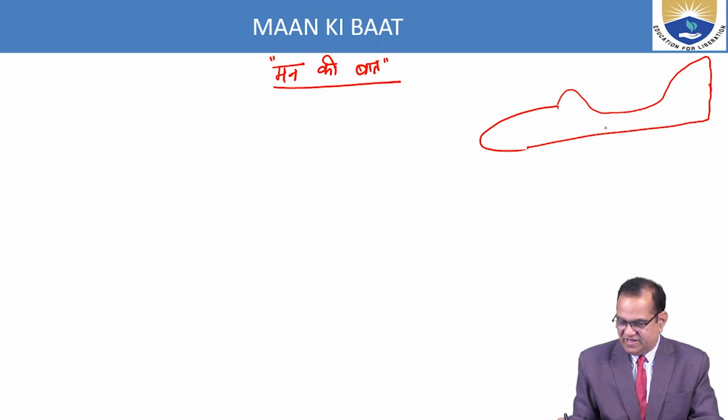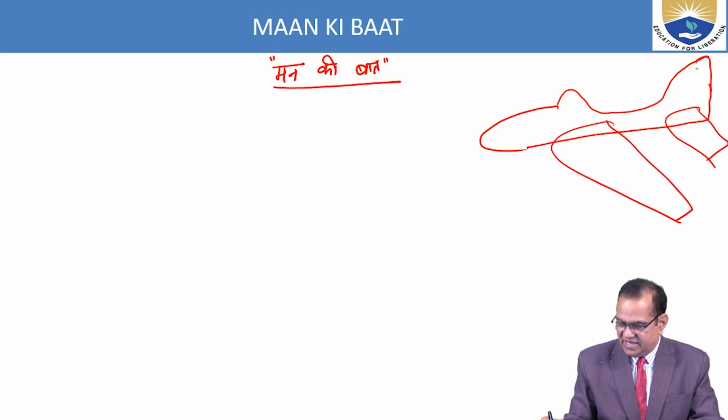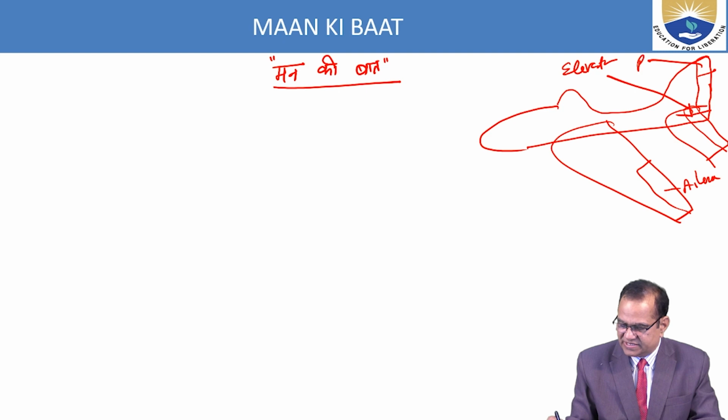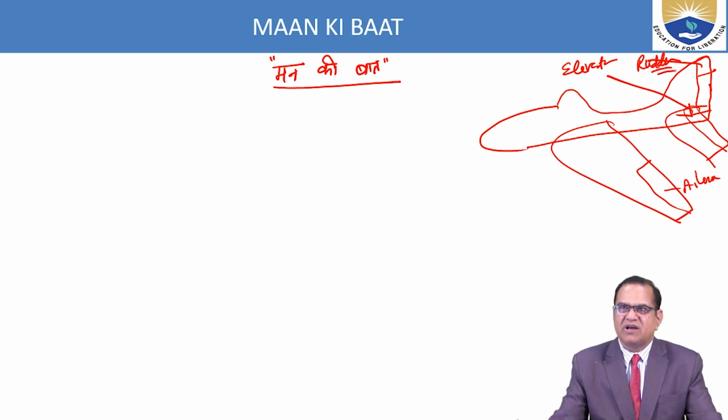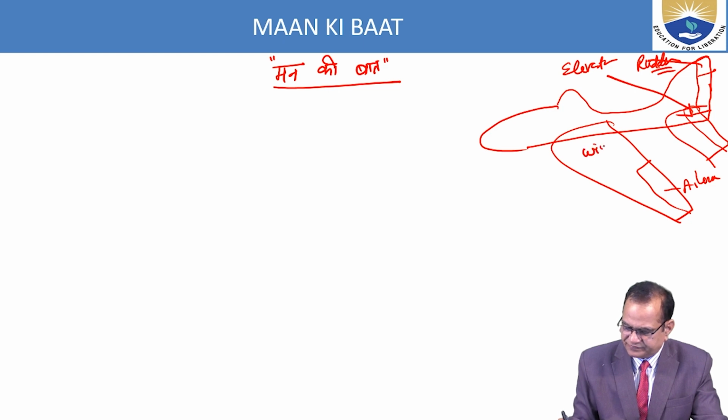Okay, this is the aircraft. And here is the wing, here is the tail, here is the rudder, here is the elevator, this is the aileron. I will put here the elevator, and this is the rudder. These are some basic components, and this is the wing.